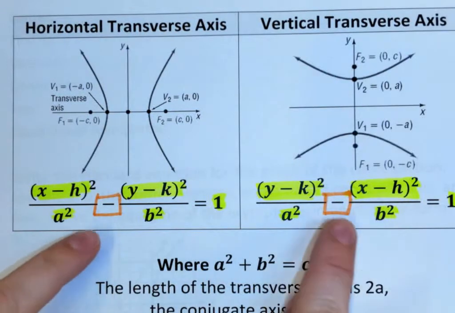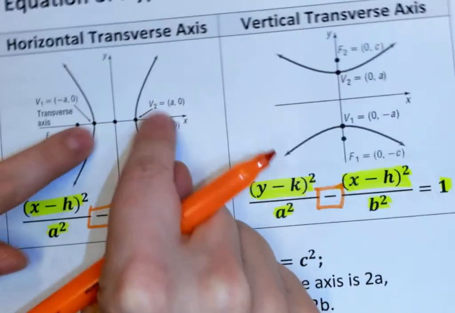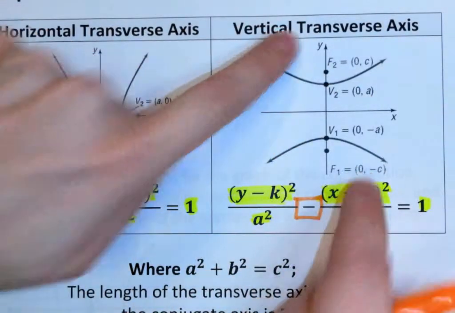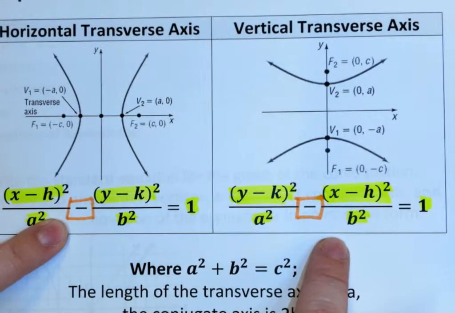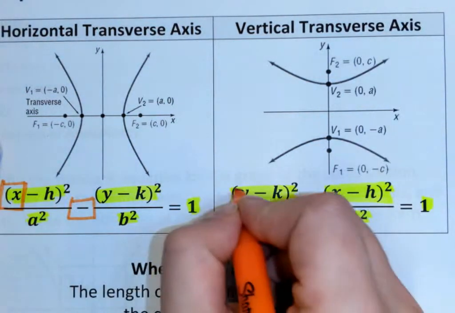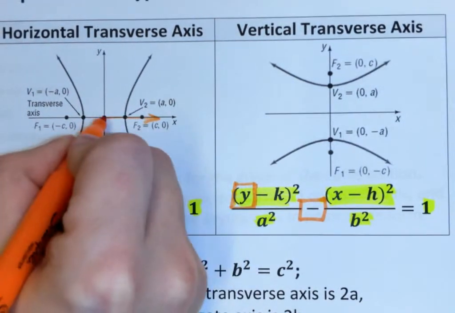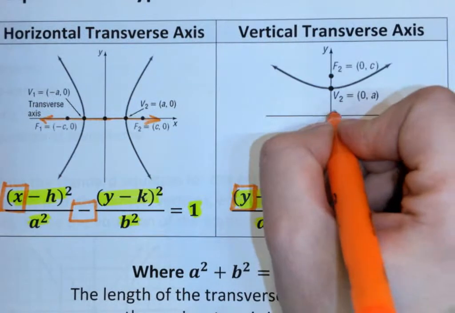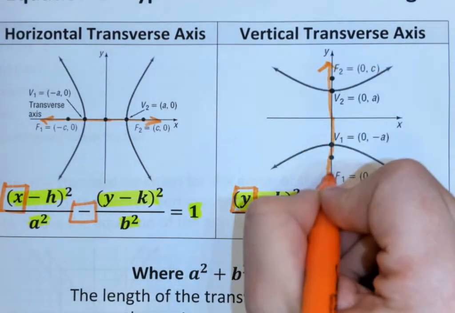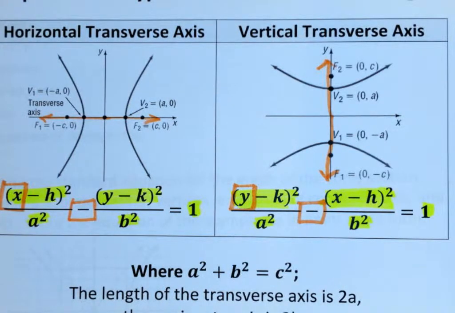And I want you to compare horizontal to vertical. How might I be able to tell that this one opens this way and this one opens up and down? The Y and the X switch. You look at whatever variable comes first. Whatever variable comes first tells you which direction your hyperbola opens. Or we call that which direction your transverse axis is, which is a lot easier to say as opens where.